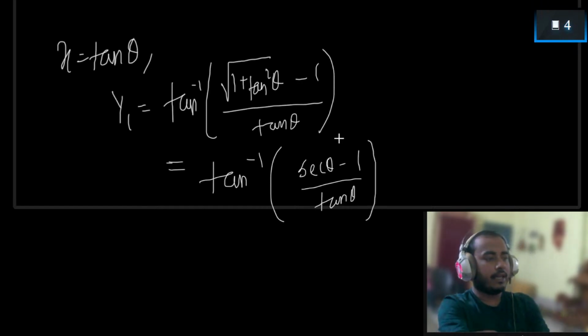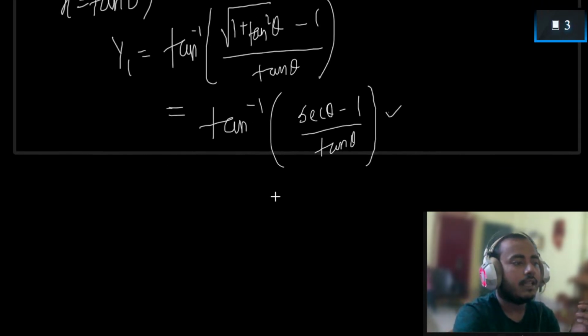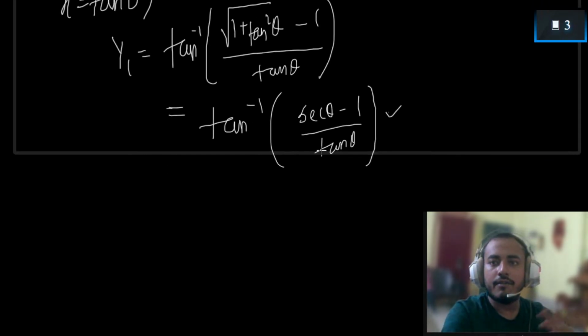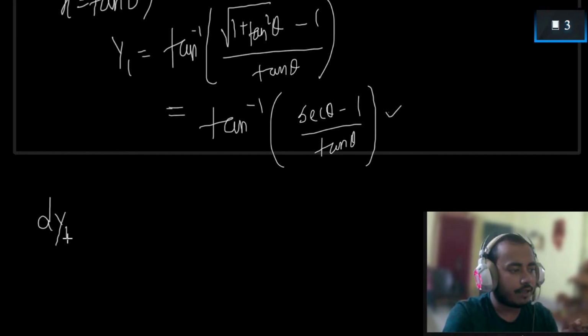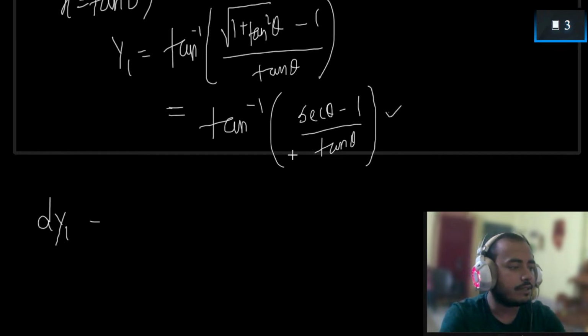Okay. And when you have 1 plus tan square theta as sec square theta, so the root is sec theta, and then you get minus 1 by tan theta, now this is not so hard to differentiate. The reason being, now you can differentiate this and then find out the value at any theta, right? So let's try and do that. Let's try dy1 and see what we get. You can actually simplify it further by writing 1 minus cos theta, just for the sake of simplicity of the problem.